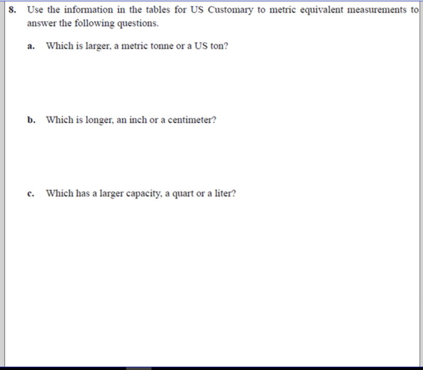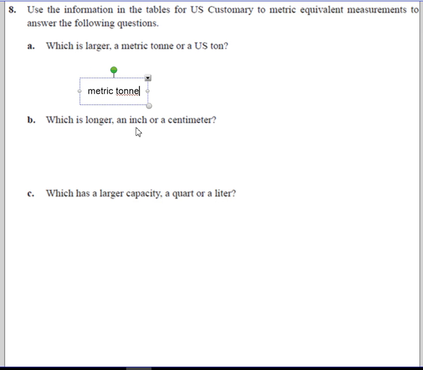Okay. Use the information in the tables for the U.S. customary to metric equivalents to answer the following questions. Which is larger, a metric ton or a U.S. ton? It is a metric ton.